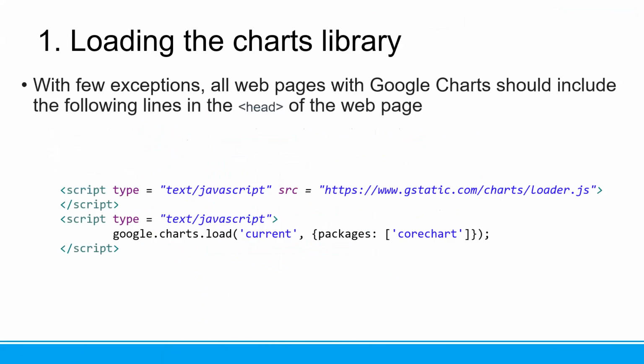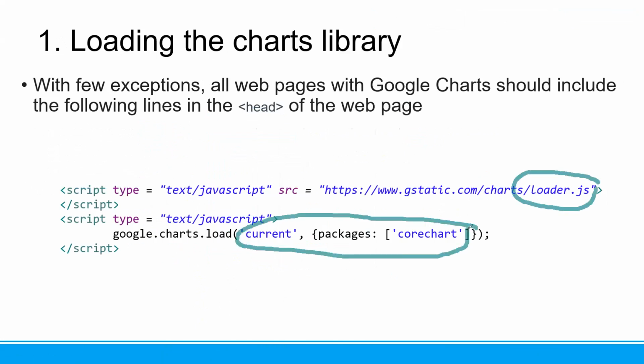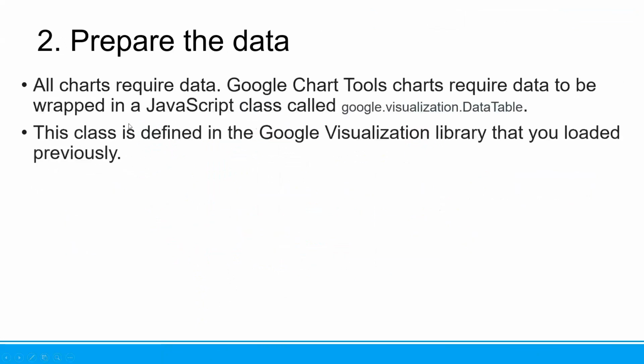With few exceptions, all web pages with Google Charts should include the following line in the head. So you need to have these 2 at least. The first is the loader, and the other is the proper chart, or the chart that you want to use. All charts require data. It means you need to prepare the data. Now I give the data in the static form.